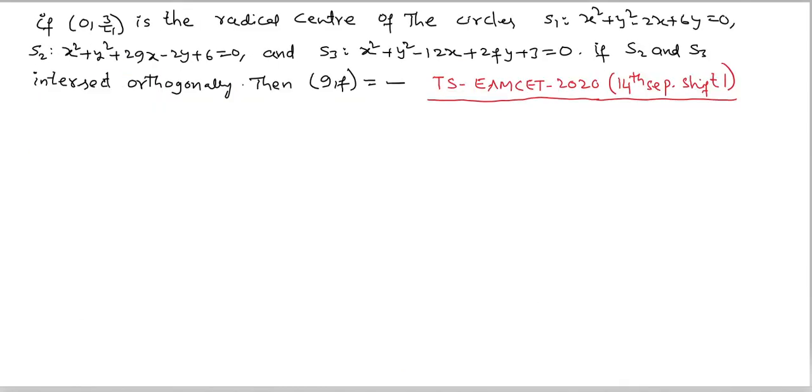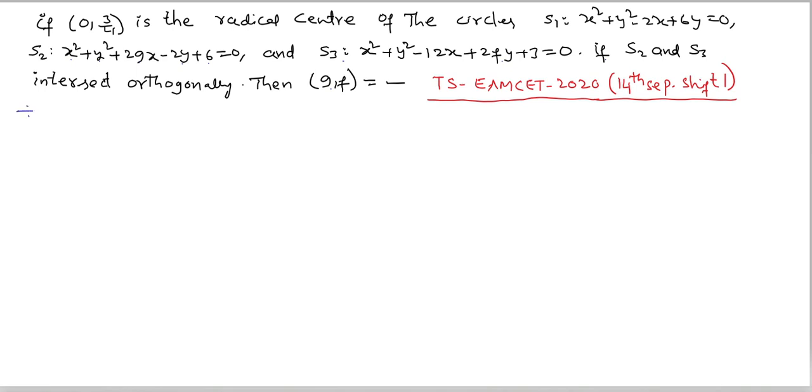If 0 comma 3 by 4 is the radical center of the circles S1: x square plus y square minus 2x plus 6y is equal to 0, S2: x square plus y square plus 2gx minus 2y plus 6 is equal to 0, and S3: x square plus y square minus 12x plus 2fy plus 3 is equal to 0. If S2 and S3 intersect orthogonally, then g comma f is what? This is TS EAMCET 2020, 14th September, question 61.